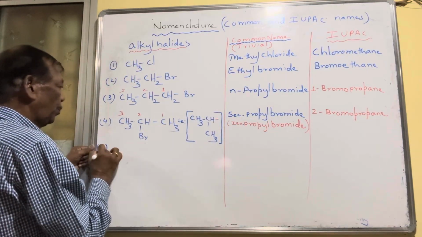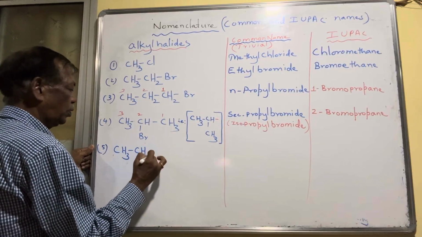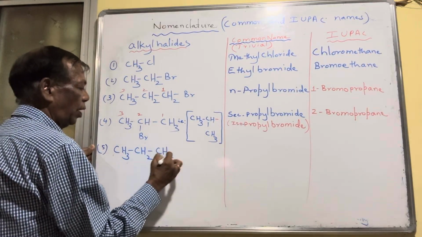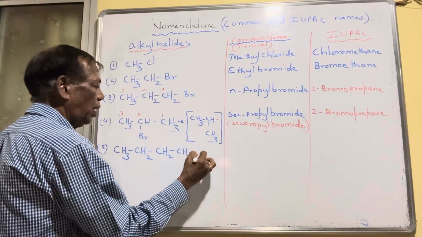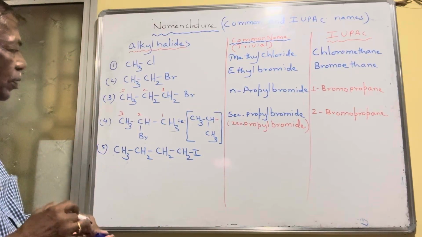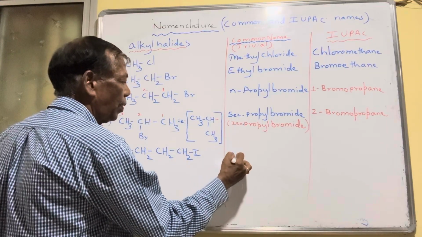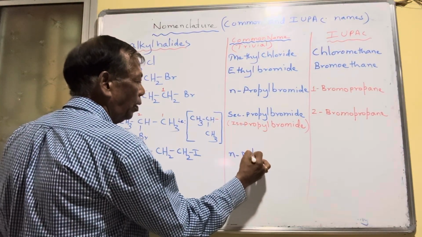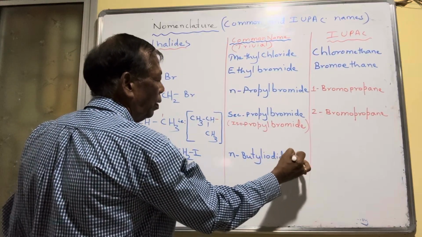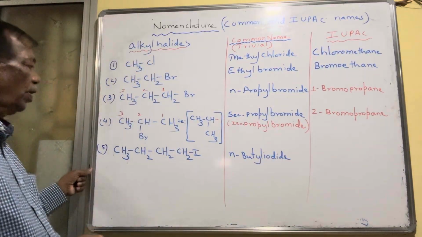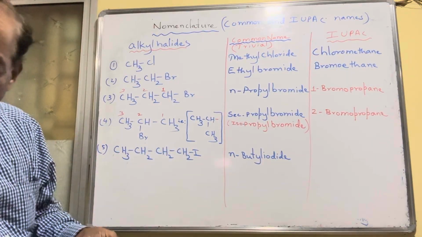Number 5. Suppose I put here CH3, CH2, CH2 and I. Please don't mix up this and this. This is n-butyl iodide. When I go for the IUPAC name, this will be called what here?